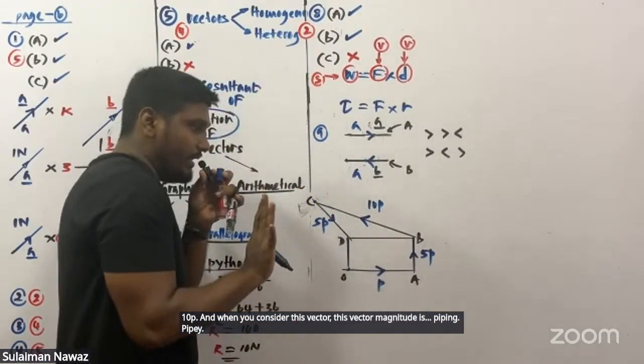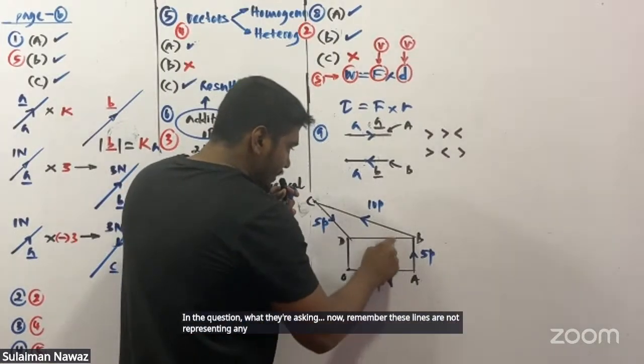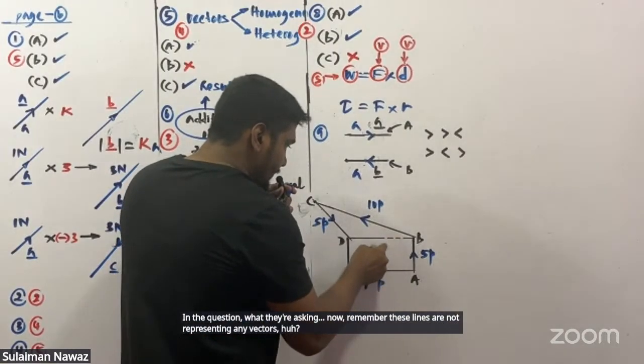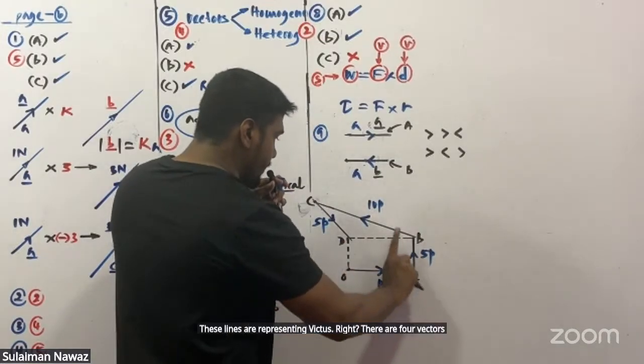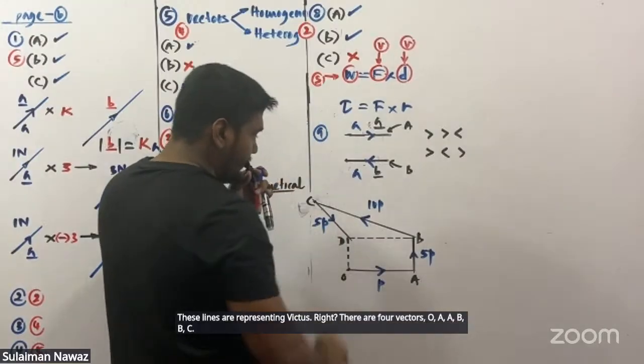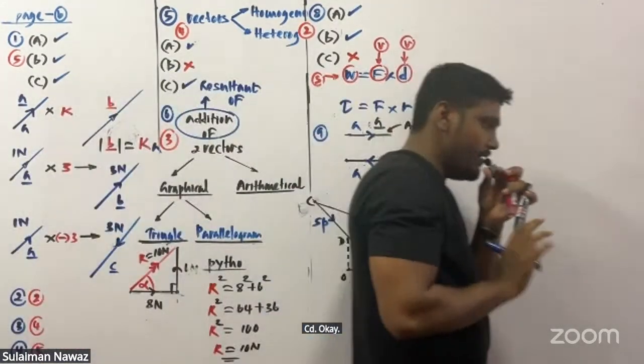In the question, what they're asking now, remember these lines are not representing any vectors. These lines are not representing any vectors. There are four vectors: OA, AB, BC, CD.